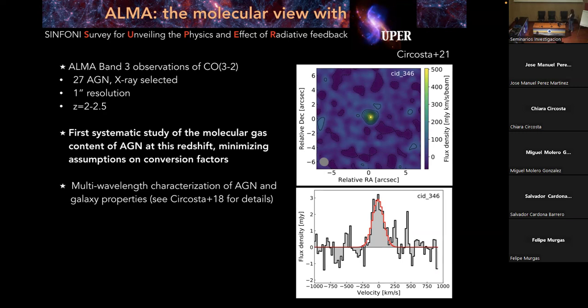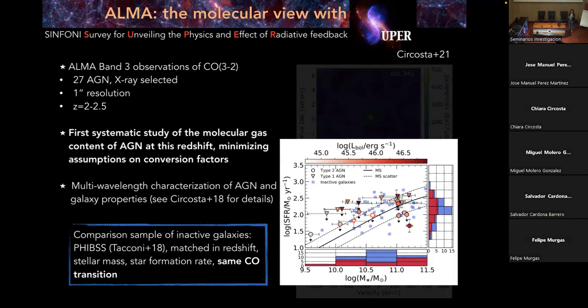And so now that we have our AGN sample, we can assemble our control sample of inactive galaxies that we took from the literature, and we matched these galaxies in redshift, stellar mass, star formation rate. And the most important point is that we took galaxies observed in the same CO transition as our AGN in order to avoid all the conversion factors needed that I was mentioning in the previous slide.